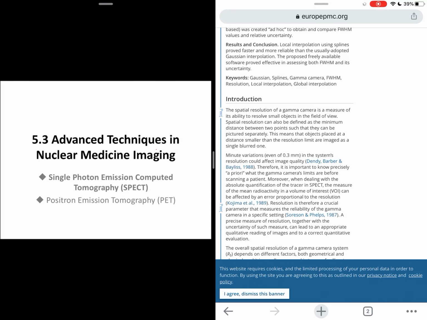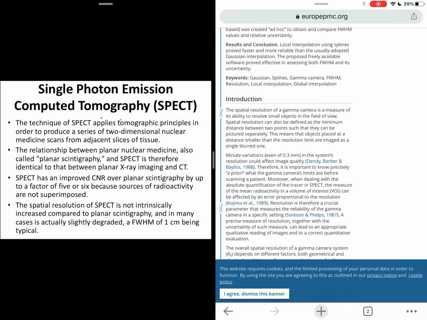So let's proceed with the next lesson on topic 5.3, which is advanced techniques in nuclear medicine imaging. Under this subtopic, we're going to look into SPECT, single photon emission computed tomography, and another one called PET, or positron emission tomography. Now, what is SPECT?